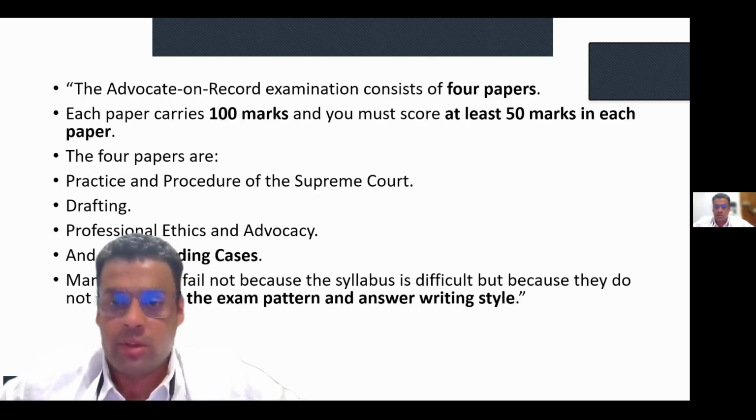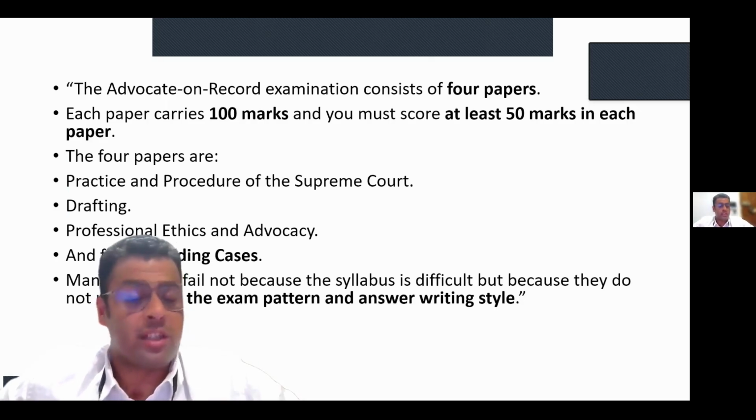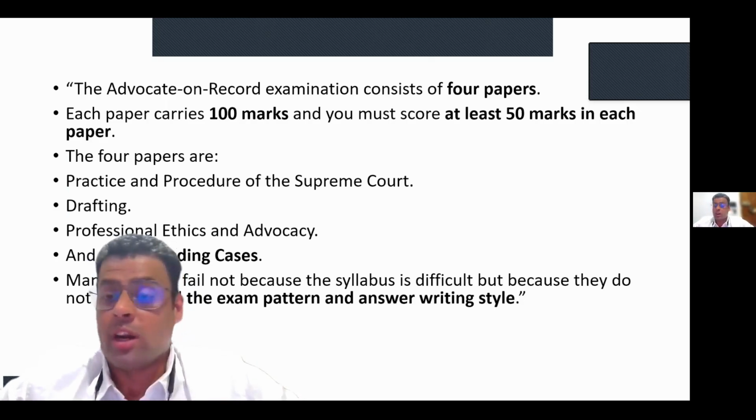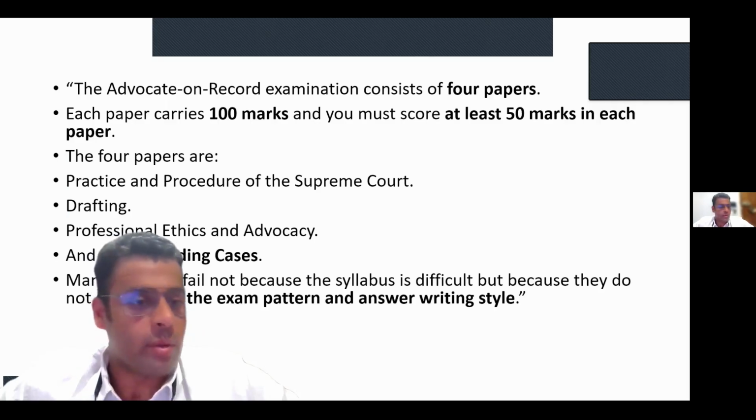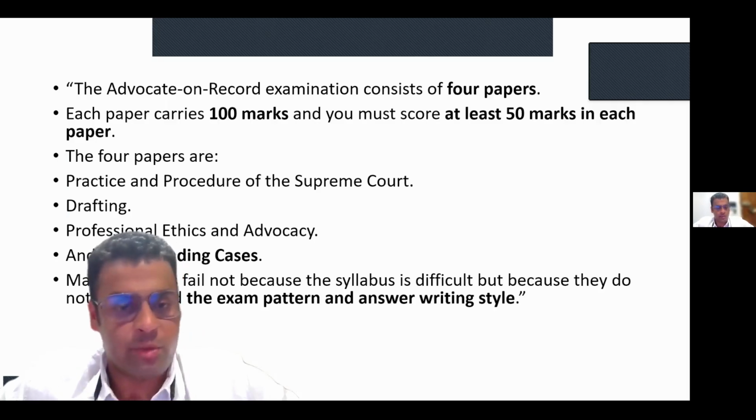The Advocate on Record exam consists of 4 papers. Each paper carries 100 marks, and you must score at least 50 marks in each paper. The 4 papers are practice and procedure of the Supreme Court, drafting, professional ethics and advocacy, and finally leading cases.